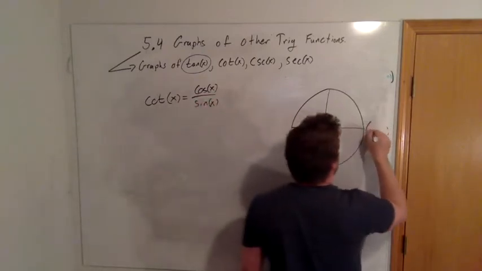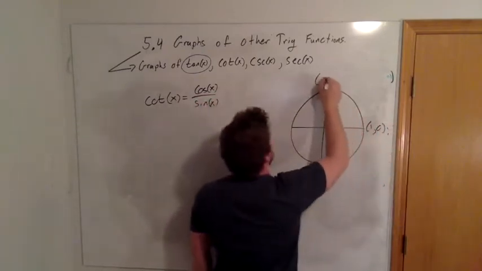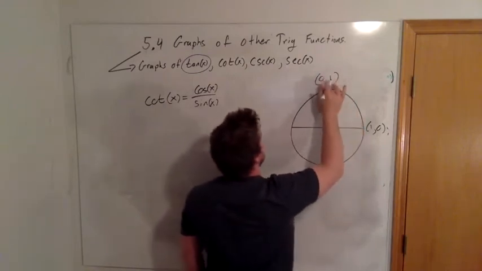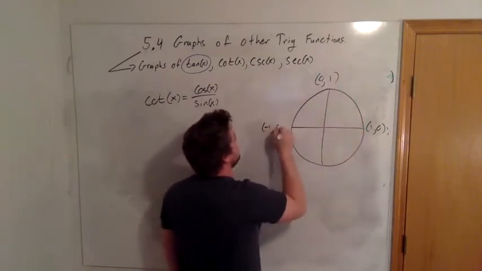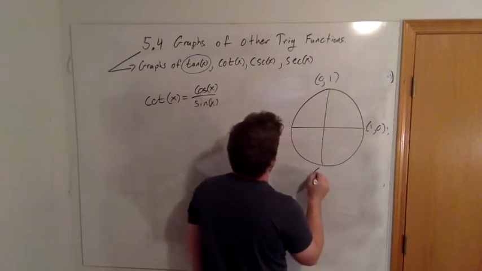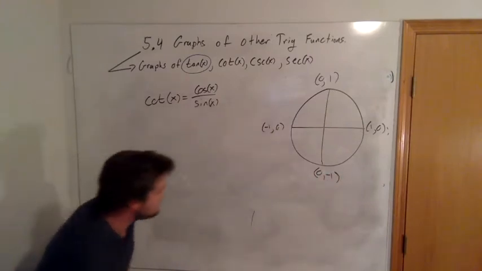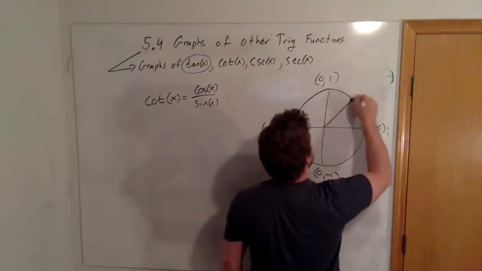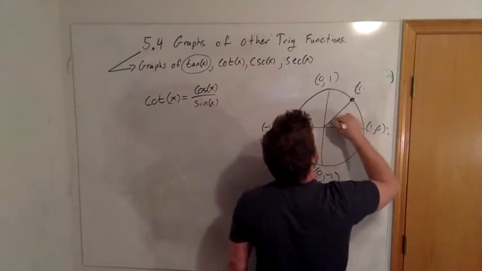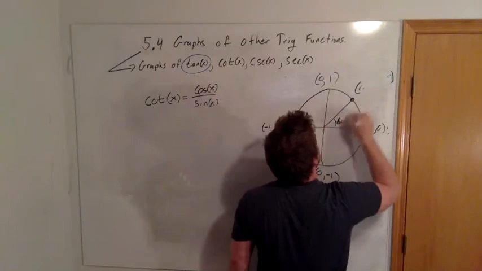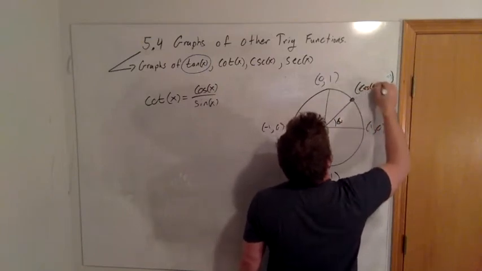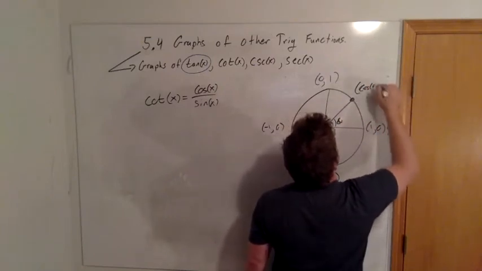Let's record these spots. What we have: 1, 0; 0, 1; negative 1, 0; 0, negative 1. Theta, cosine theta, sine theta.